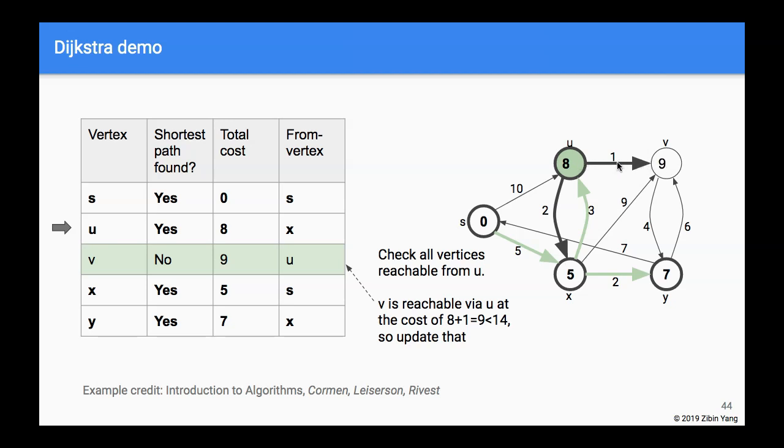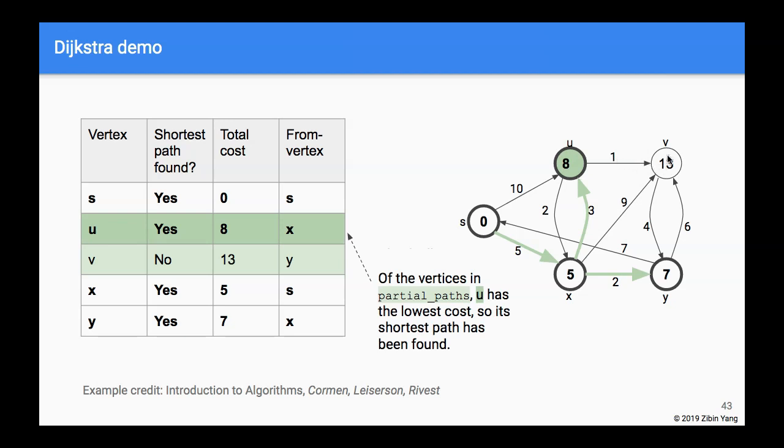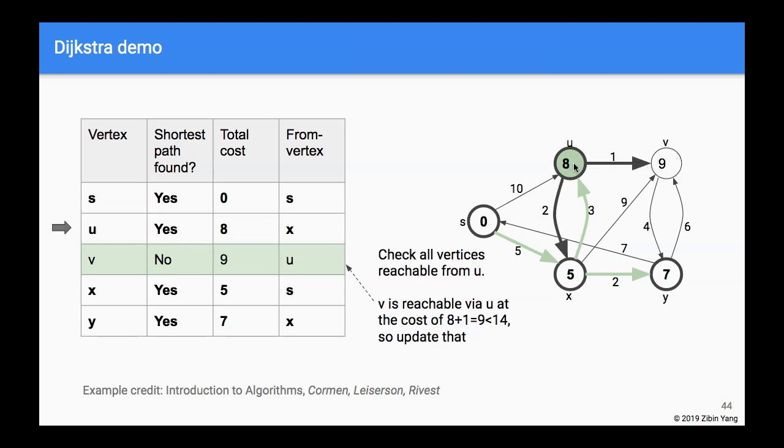Now the cost of going to V through U is going to be 8 plus 1, and that is 9. Previously, the cost for V was 13, so going through U is a better path. So we update the information for V, so the total cost is now 9, and it's going through U.